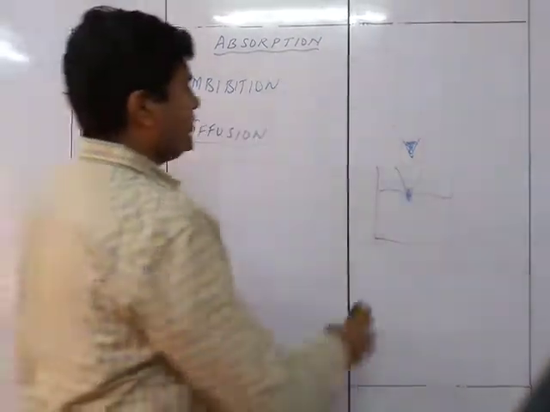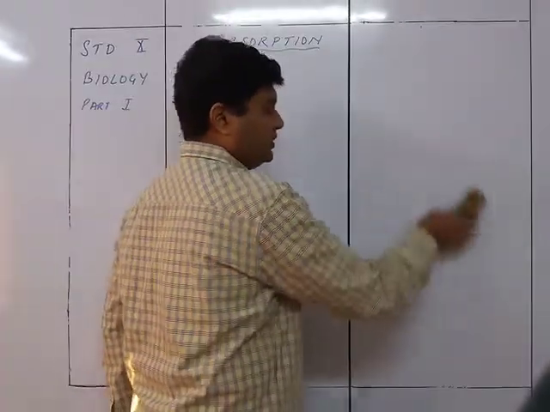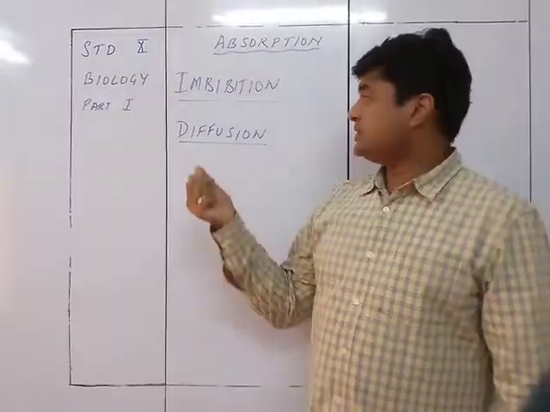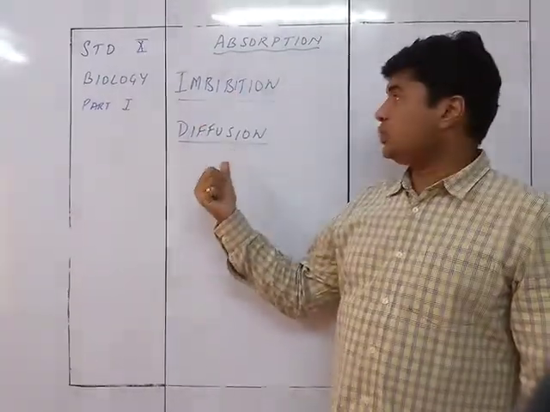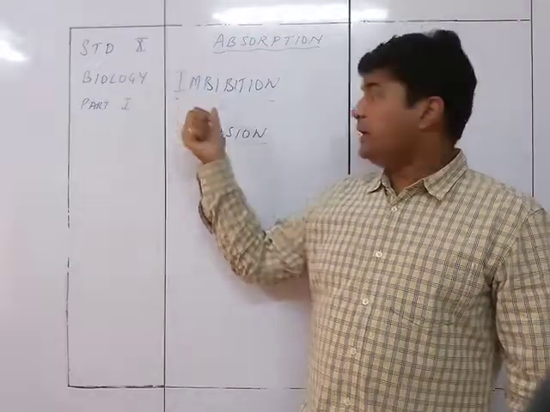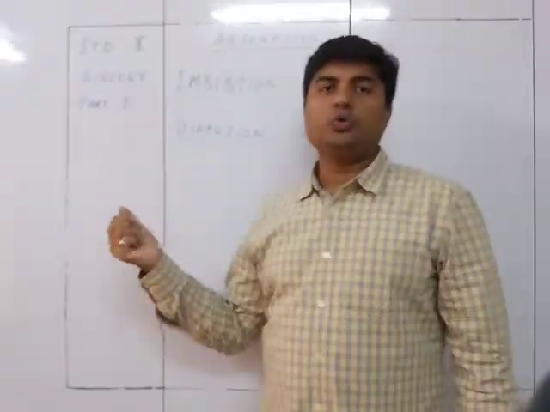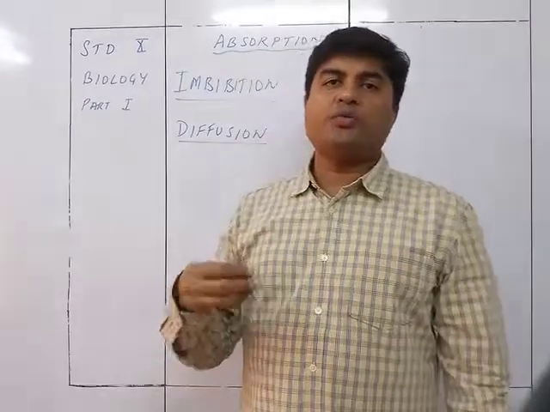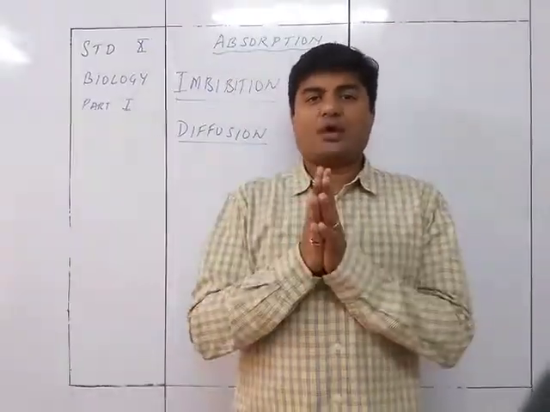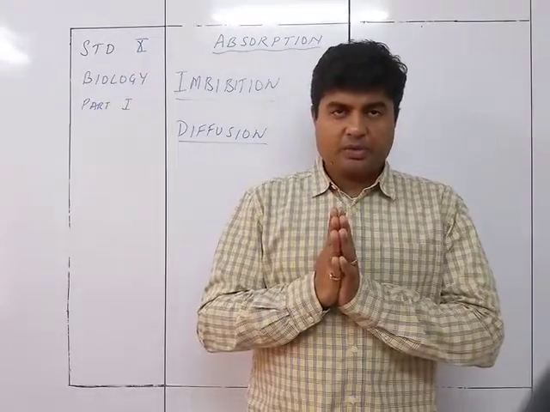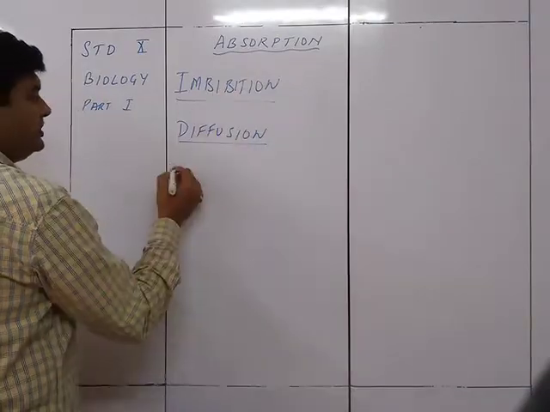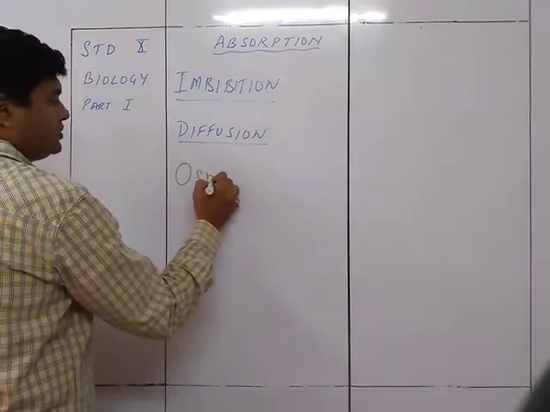So in the previous video we saw that the absorption of water takes place by the first two methods. First was imbibition, next was diffusion. Imbibition was due to surface attraction. Diffusion was due to the movement of water molecules from a higher concentration to a lower concentration when they are in direct contact with each other.